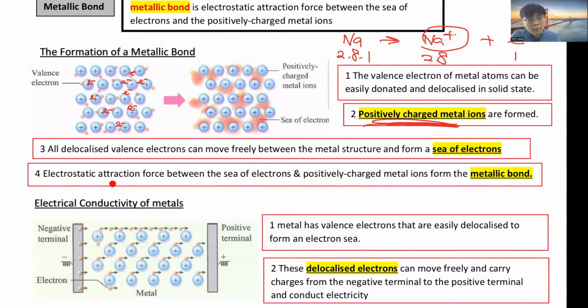So this sea of electrons is negative charge, and the positive charge metal ion Na+ is positive. So they have an electrostatic force between them, but we don't call this electrostatic. We call it a metallic bond. Okay, so you need to mention how metallic bond is formed.